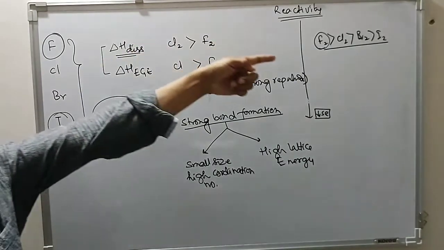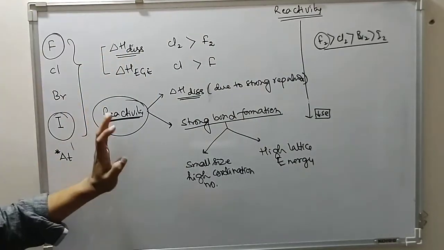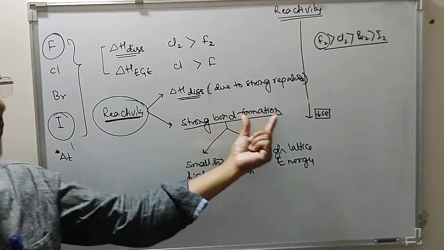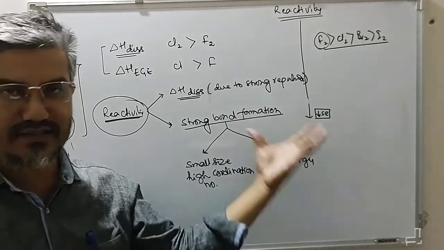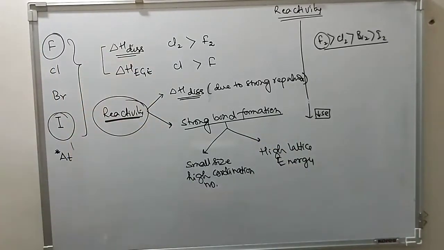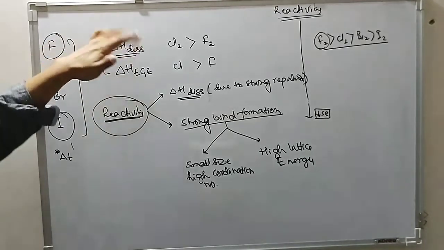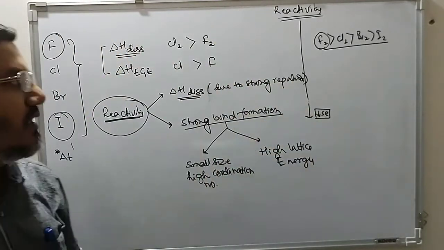The dissociation energy of fluorine is the least because of strong repulsion between 2p electrons. Second, fluorine always forms a strong bond. And what causes the strong bond? The high coordination number and high lattice energy. So this is the reactivity order. Don't get confused with electron gain enthalpy and dissociation energies. Okay, this is the reactivity order.